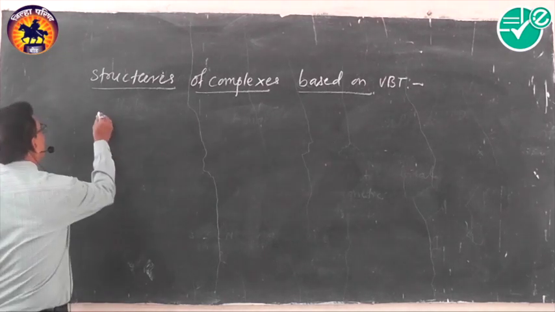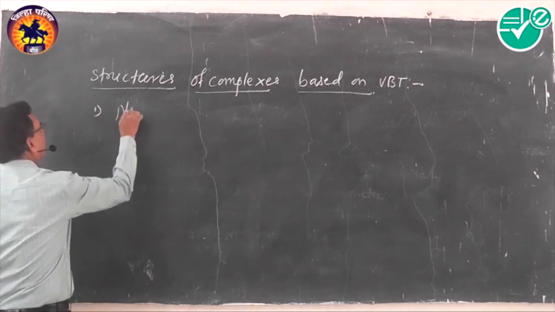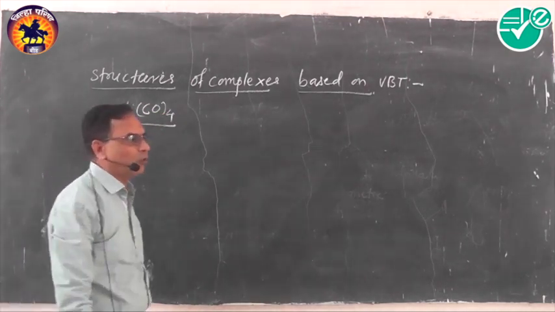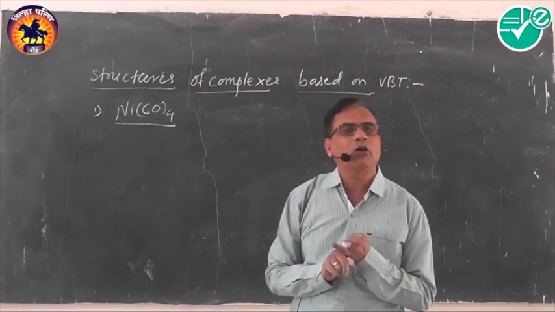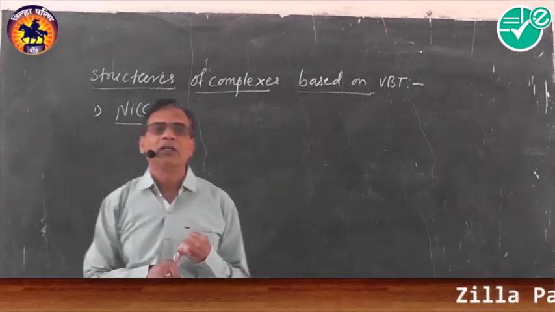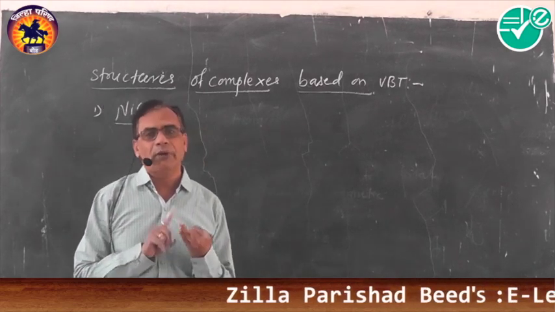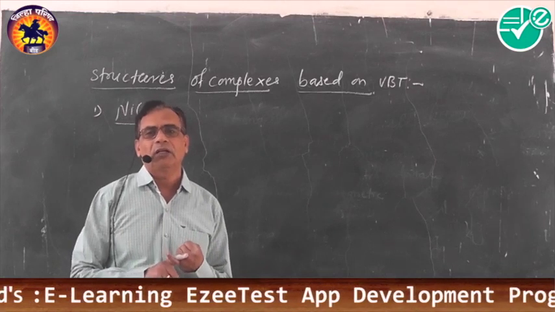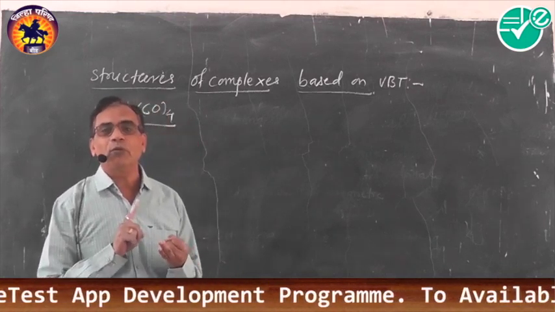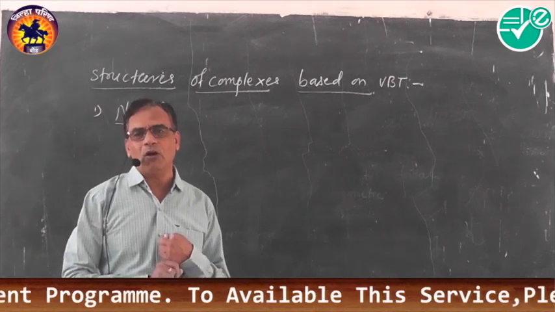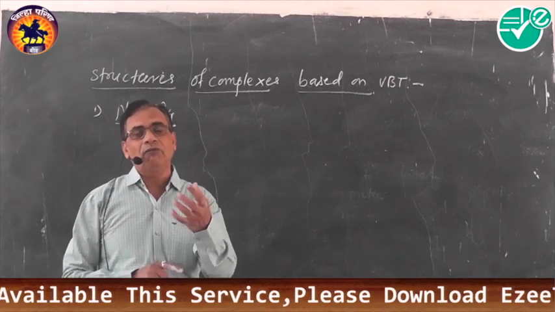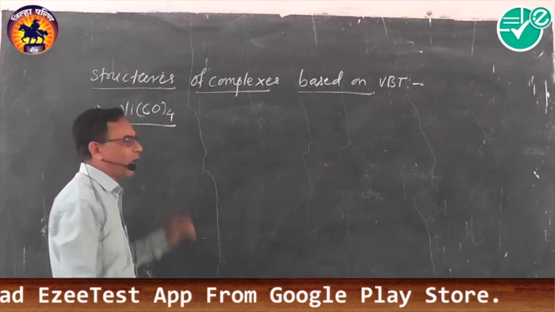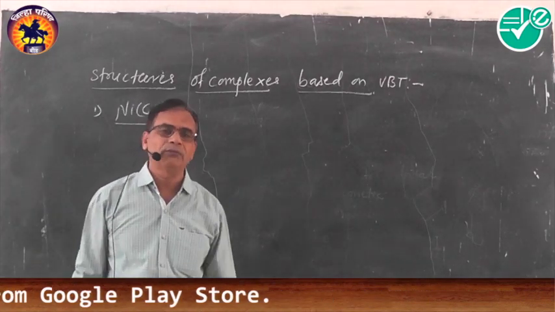First complex that we have to see is nickel tetracarbonyl. Structure of the complexes, that means what we have to see? We have to see the electronic configuration in ground state, electronic configuration in hybridized state, hybridization of the central metal ion, geometry of the complex, magnetic behavior of the complex. So structural feature includes all these properties. So first of all, let us see about nickel tetracarbonyl.